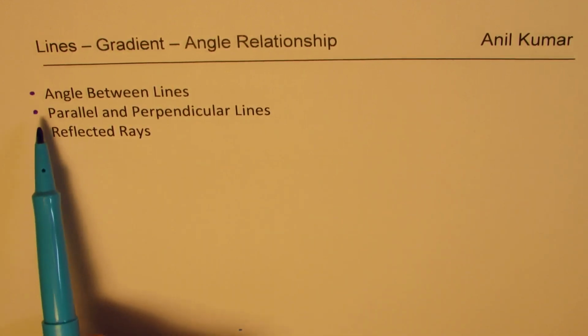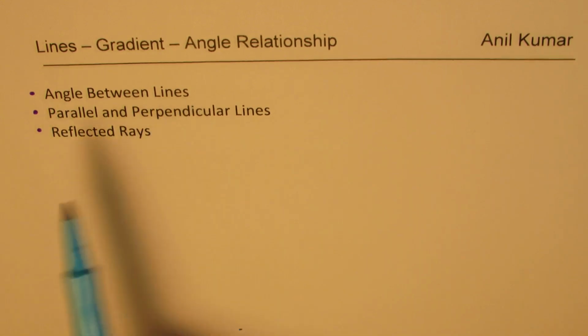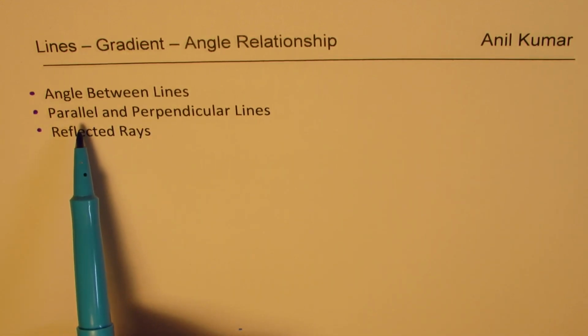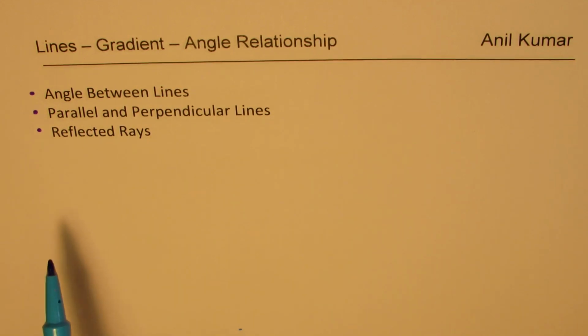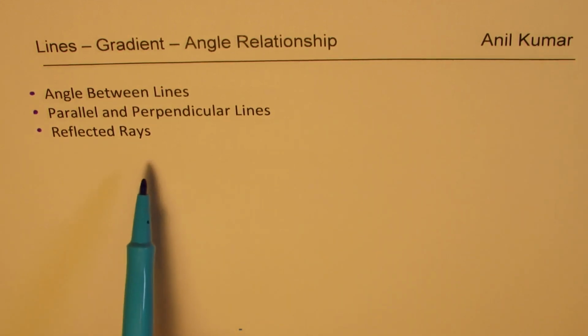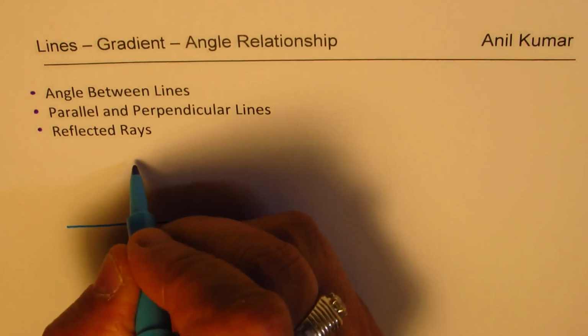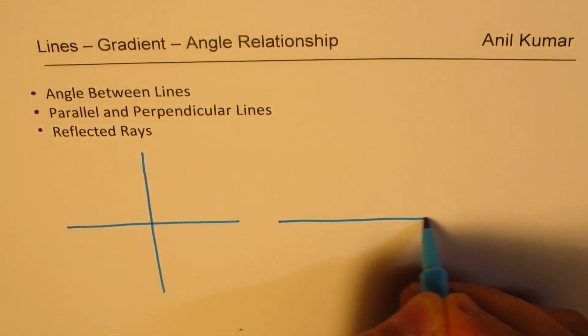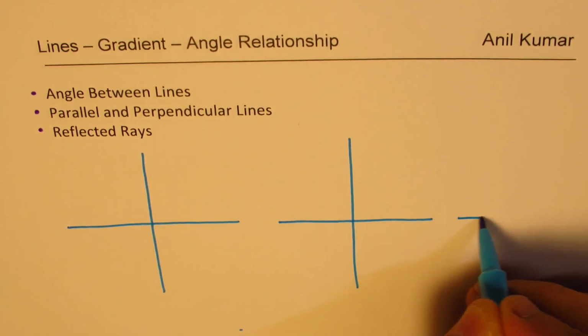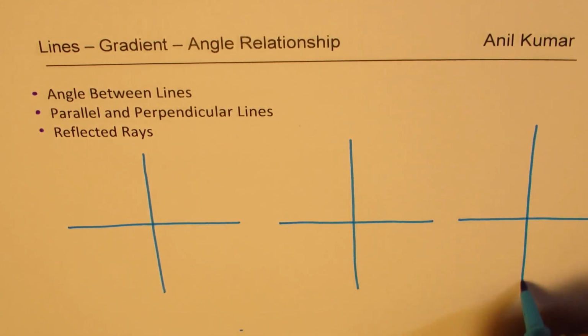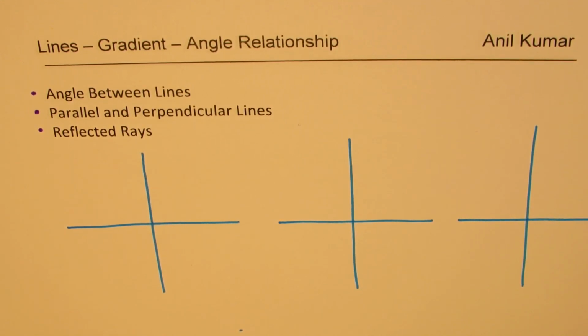We're talking about gradients and relating the slope with the tangent of an angle. In this video, we are going to discuss three important aspects. One of them is angle between lines. Now from here, we'll derive an expression for parallel and perpendicular lines. We'll also look into reflected rays. And then we'll take some examples which are very critical from test point of view. In this video, I'm also going to take a short break after discussing parallel and perpendicular lines examples, and then we'll continue with our test related questions.